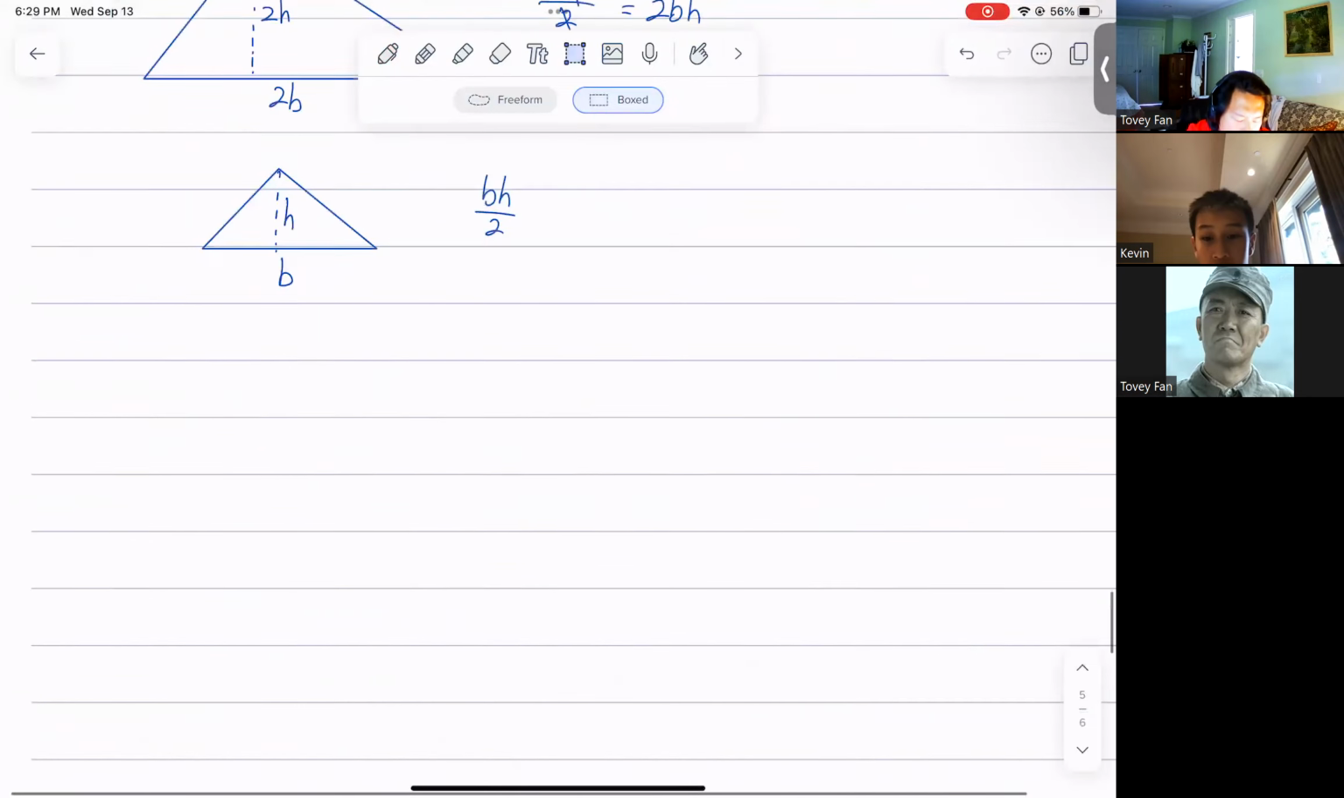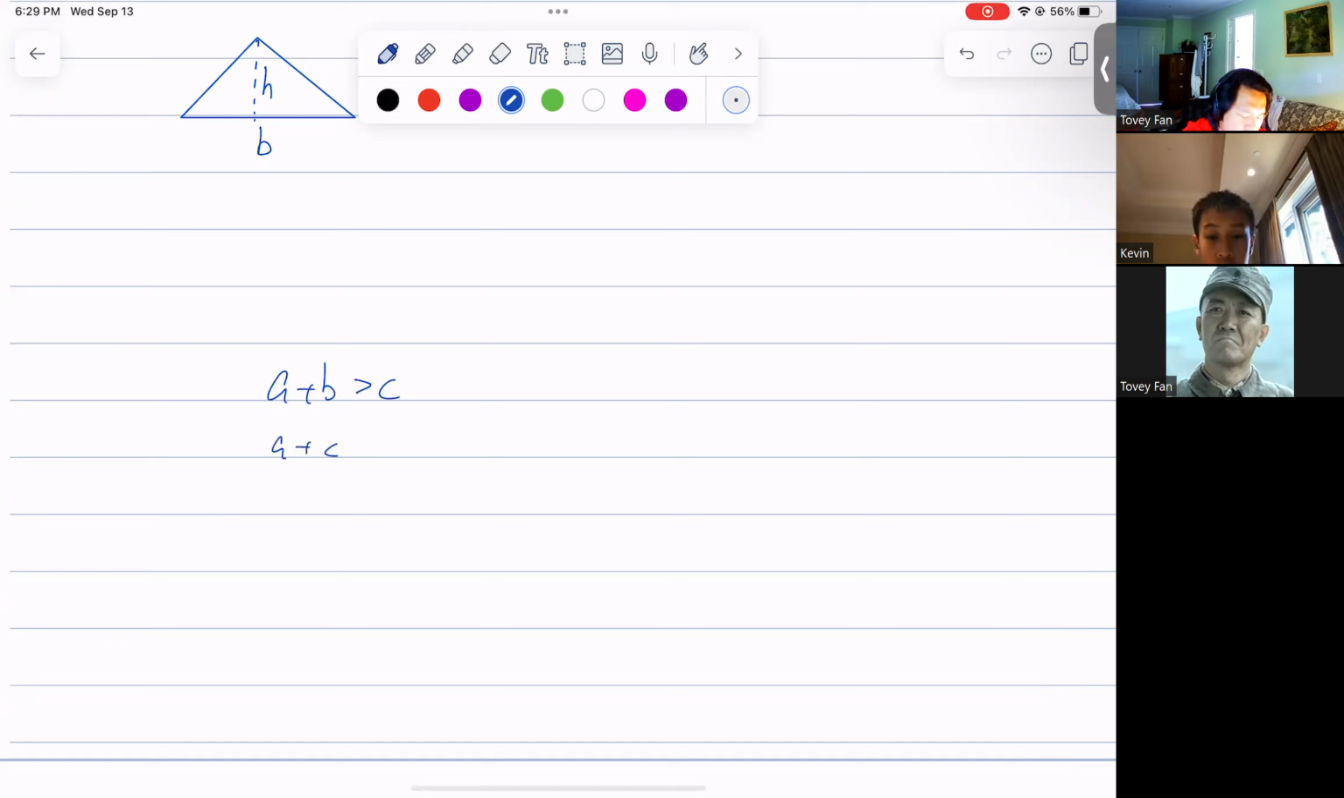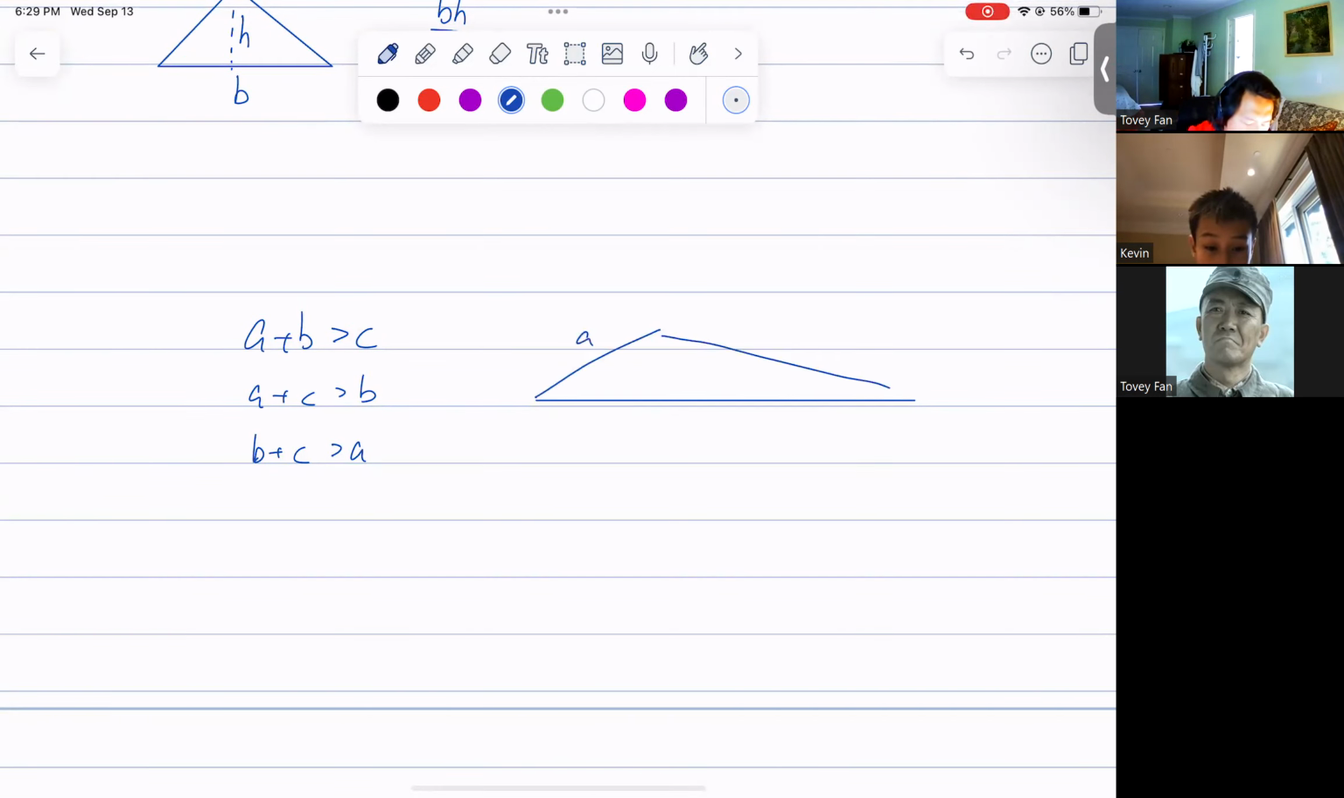To understand the triangular inequality, don't just focus on the letters, like A plus B is greater than C, A plus C is greater than B, B plus C is greater than A. Yes, when you express them, it's like this, but try to understand the idea behind this. Let's say this is a triangle: this is A, this is B, this is C. Obviously, A plus B is greater than C, because if A plus B is equal to C, you just get this, A and B, and all three sides are on the same line.